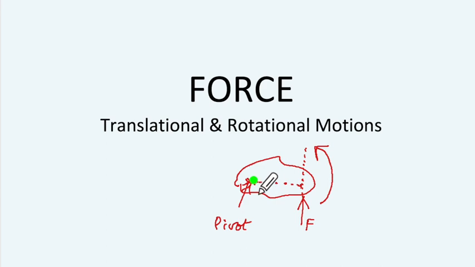What is this distance called? This is called as the perpendicular distance of the line of action of force from the axis of rotation. So this is the distance of this line from this axis. This is the perpendicular distance. More the distance, more the rotation, less the distance, less the rotation.